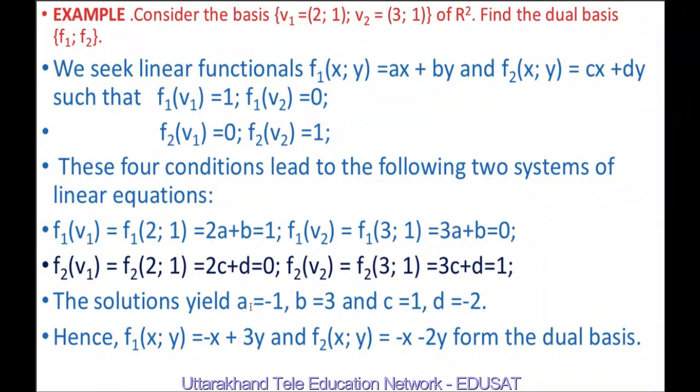On substituting a equal to minus 1, b equal to 3, we get f1(x,y) equal to minus x plus 3y. If we substitute c equal to 1 and d equal to minus 2 in f2(x,y) equal to cx plus dy, we get f2(x,y) equal to x minus 2y, and these f1 and f2 form the dual basis for the set v1, v2 of R square.